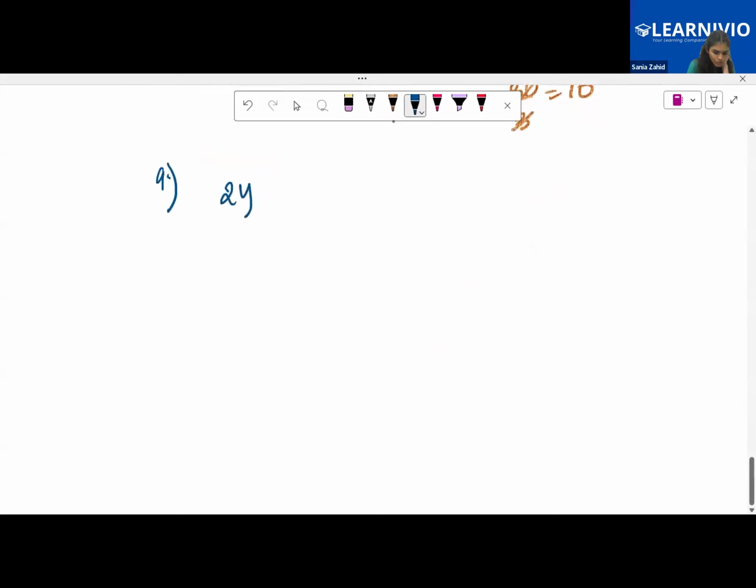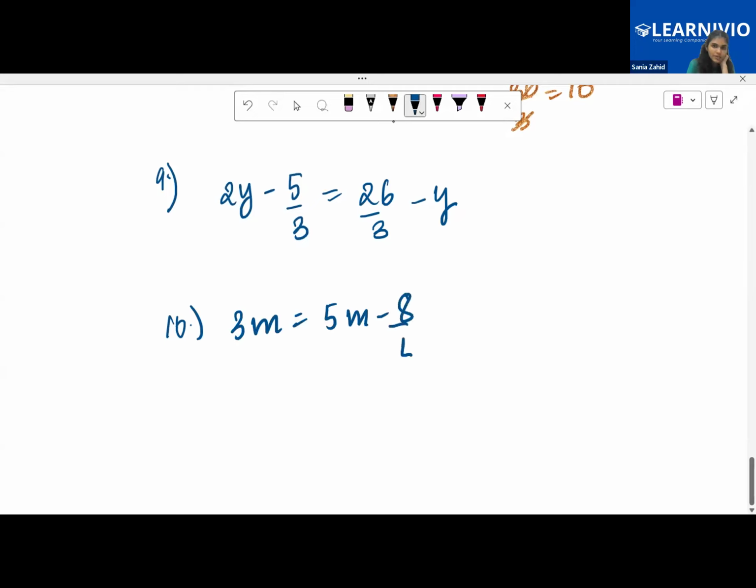Now you have 2y minus 5 by 3 gives you 26 by 3 minus y. And the 10th one is 3m gives you 5m minus 8 by 5. Okay. To solve these.